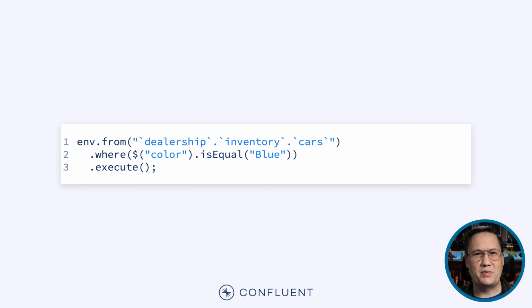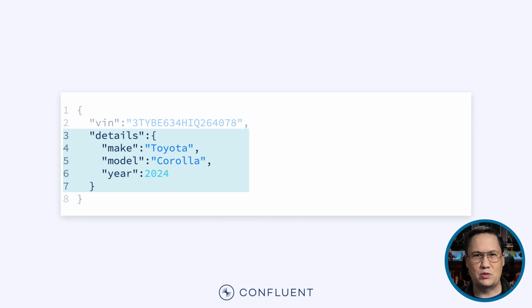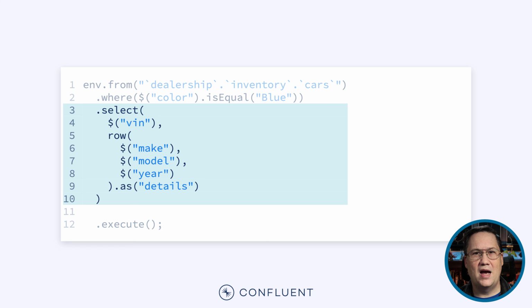But what if downstream consumers expect a different format? Because the topic only contains blue cars, the downstream doesn't need the color. Meanwhile, the make, model, and year have been grouped into a details object. We can accommodate this by altering our query to include a select clause, mapping our data to the appropriate format. This is the first thing to remember when we write data to another table. The format has to match the schema of the table, or the write will fail.